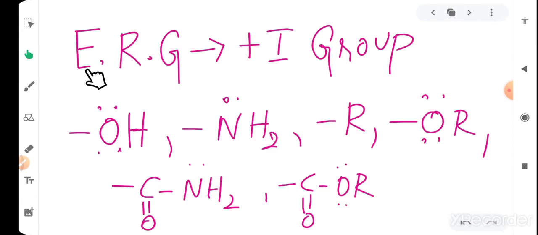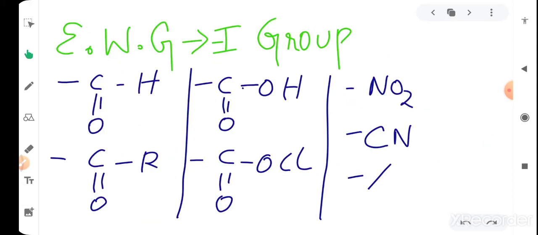For this, you should know about the plus I effect and minus I effect. Now, all the electron releasing groups are said to be plus I groups. Why is it plus I? Because it gives its electron. Therefore, it is a plus I group. So, what are electron releasing groups? These groups have electron rich species in them. For example, OH. Here oxygen contains 2 lone pairs of electrons. In the same way, in amine, the nitrogen contains 1 lone pair of electrons. All the alkyl group, alkoxy group, amide group and the ester group are electron releasing groups.